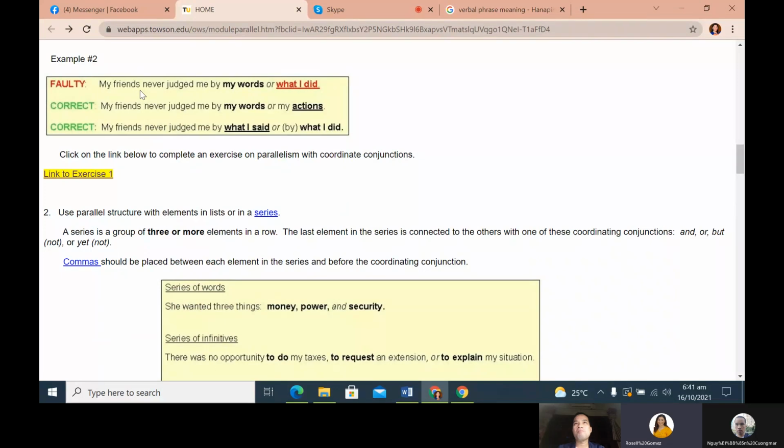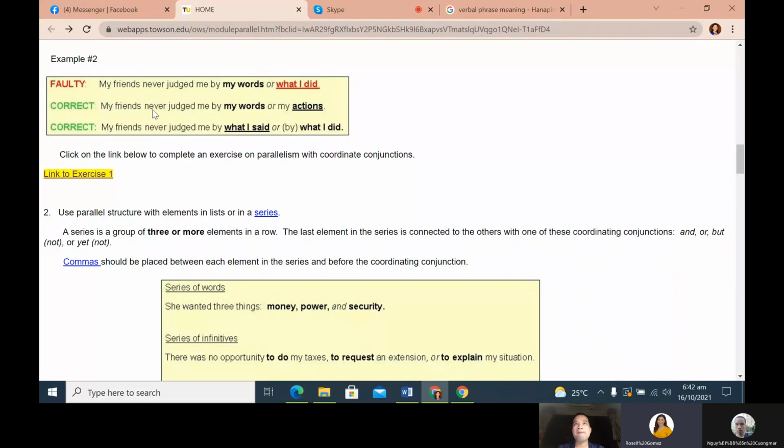Look at this one. They are not parallel in the way that, in the first word, he is using my. He introduces my. So, my friends never judge me by my words. But look at this one. It shifted to another, what I did. Do you see what makes the sentence wrong? Now look at the correct sentence.